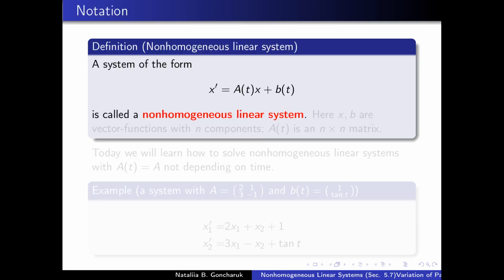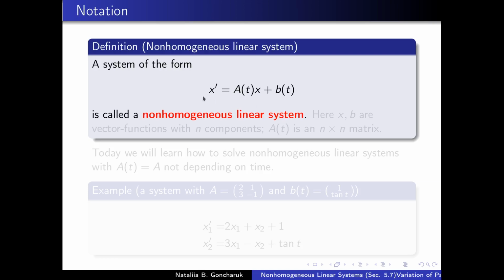So I start with definitions. The non-homogeneous linear system is the system of this form: X prime is something linear of x, and then something that only depends on t. This B is called the non-homogeneous term, and this is the homogeneous part.